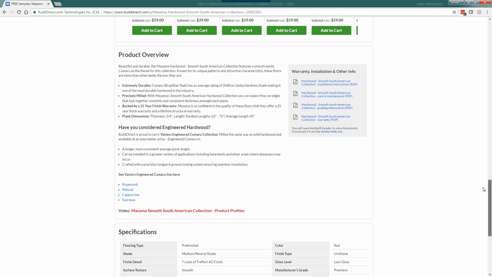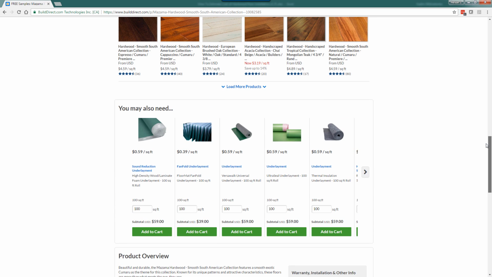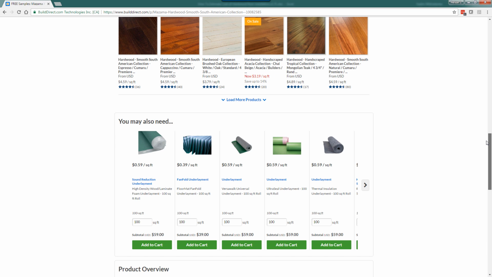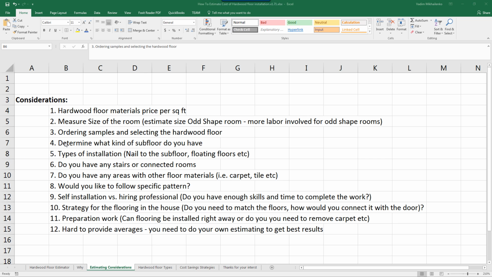Also, a lot of sites like this let you order samples. I can't see specifically on this one if you can get a sample, but a lot of other sites actually do offer samples. A couple other things to keep in mind, right? What kind of subfloor you have, right? How easy it is going to be to do the installation. That will determine the cost of labor and maybe potential materials if you need to add an additional layer of subfloor. Right, types of installation, that's something we've talked about. You can nail to the floor, you can do floating floors. They're not connected to the subfloor, they just, what's called, float on top of it.